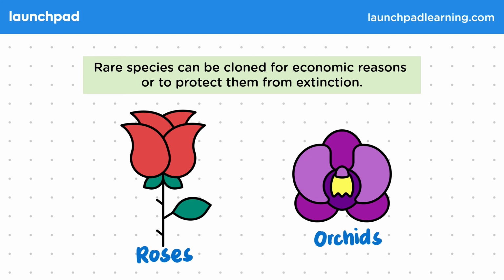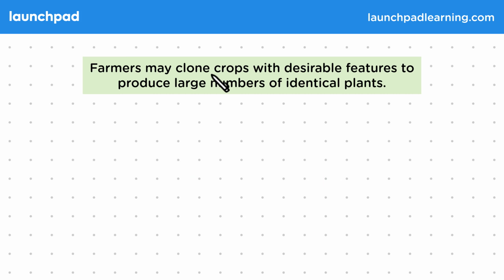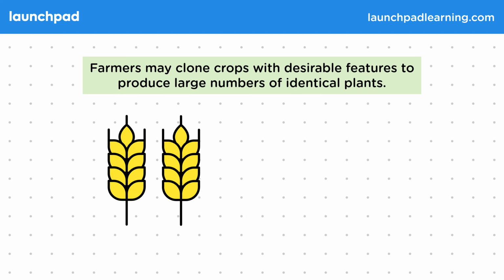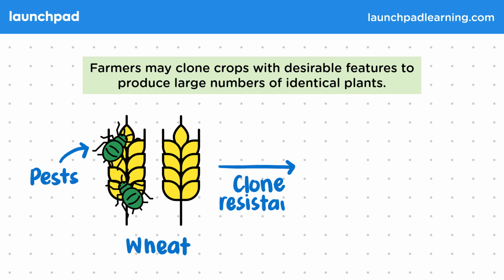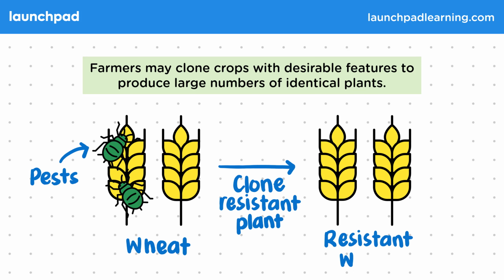What other reason will we have for cloning plants? Farmers may clone crops with desirable features to produce large numbers of identical plants. Examples of special features could include disease or pest resistance. So there are two different species of wheat. One of these species is resistant to insects, while the other one gets eaten by pests. If we're able to clone the resistant plant, then all of the wheat will be resistant.